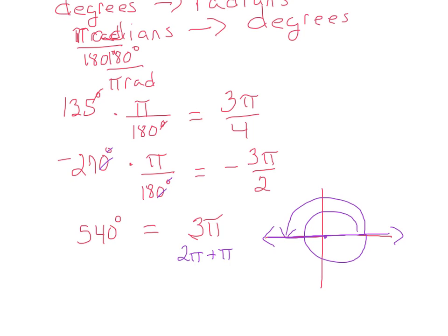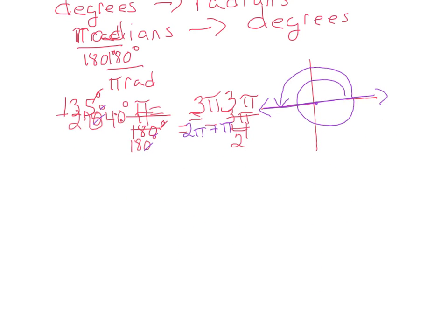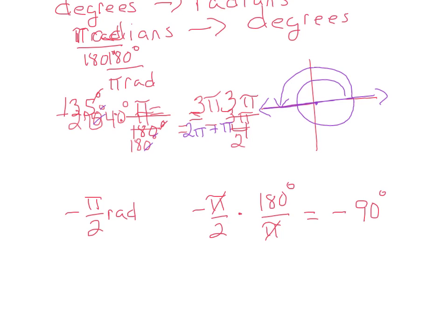All right, let's go the other way. Negative pi over 2 radians, and I want to convert that to degrees. So if we're going to convert to degrees, we multiply by, I want to end up with degrees, so does degrees go on top or on bottom? Top. And notice here, the pi's cancel, and we end up with negative 90 degrees.